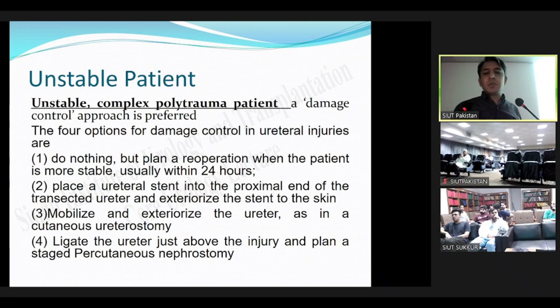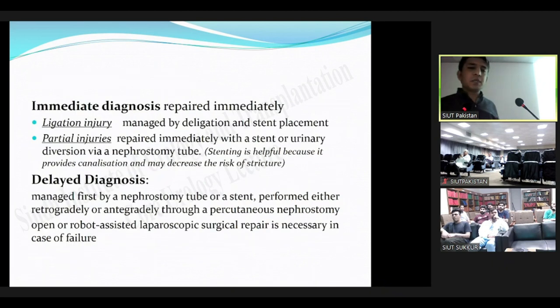So we can perform these maneuvers to identify the transected ureter intraoperatively when they call you in gynae or some other procedure. The immediate diagnosis is referred immediately, like if it is a ligation injury, managed by deligation and stent placement, and partial injury repaired immediately with the stent, or urinary diversion via nephrostomy tube. For delayed diagnosis, managed first by a nephrostomy tube when there is hydronephrosis, performed either retrograde or antegrade through percutaneous nephrostomy. Open or robotic-assisted laparoscopic surgical repair is necessary in case of failure.